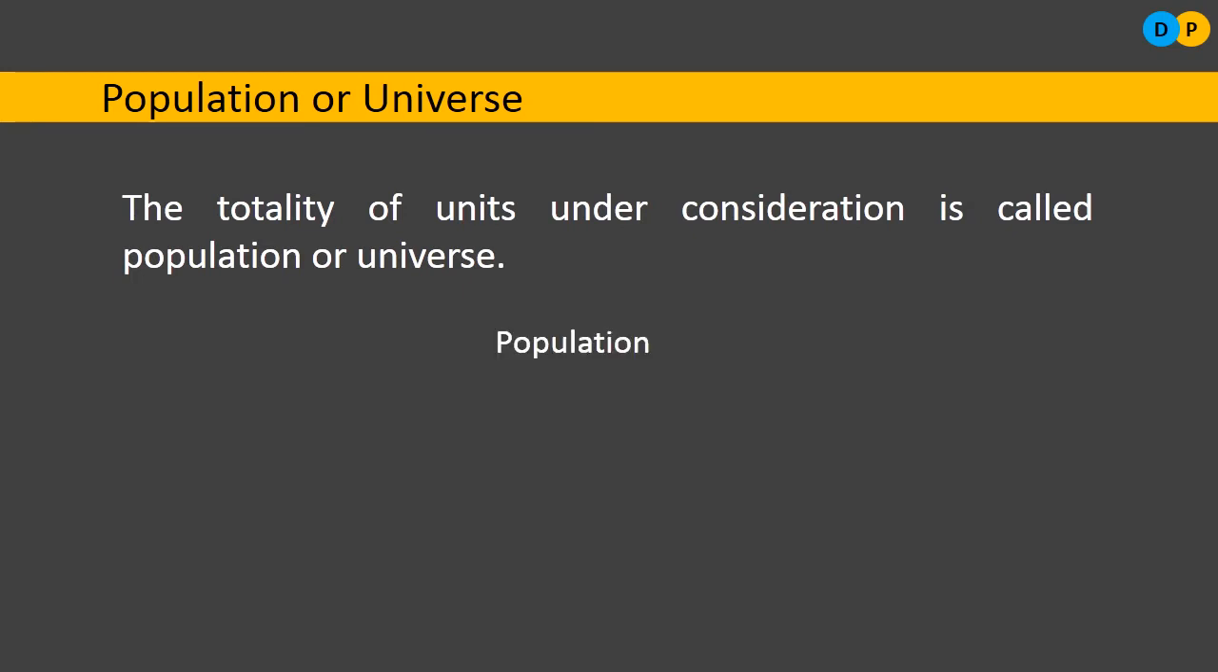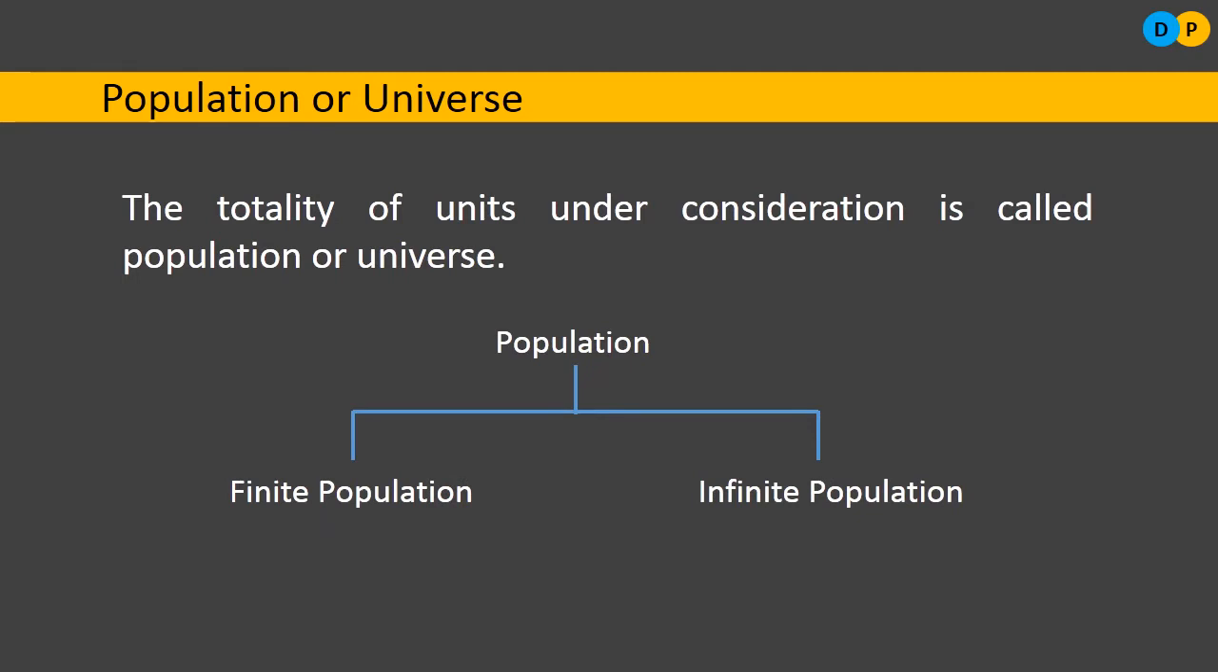So in population, there are different types. The first one is finite population and the second one is infinite population. So what is population? Totality of units under consideration. For a particular statistical survey, you have to consider, let us say, n units. All these n units put together is referred as population. In population, there are two types: finite population and infinite population.